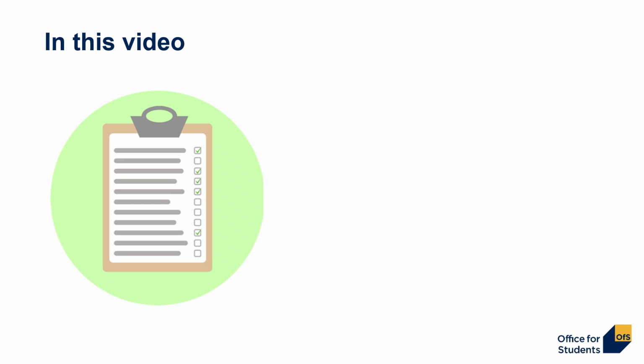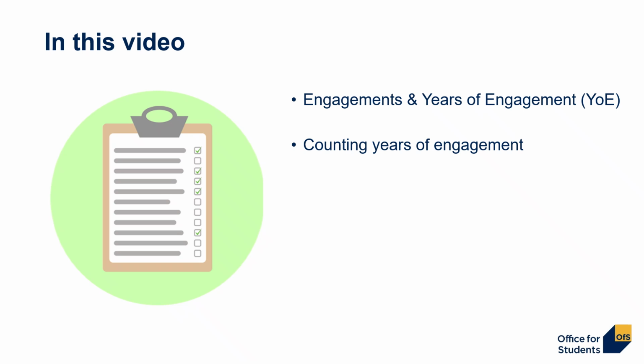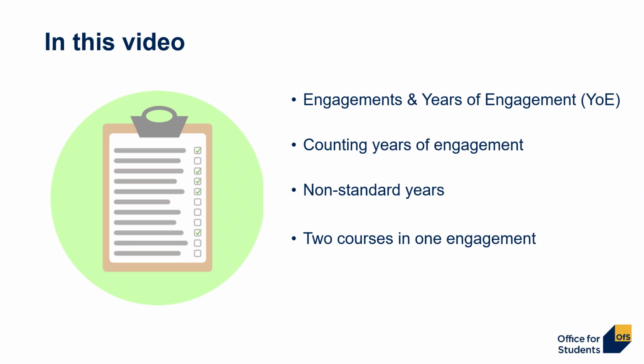In this video we're going to look at the definitions of engagements and years of engagement, or YOE as we sometimes refer to them. And then we'll look at how to count years of engagement, first for further education in sixth form colleges and academies, and then for all other providers. We'll look at the concept of non-standard years, and then we'll look at the type of situation that occasionally occurs where you have two courses in one engagement.